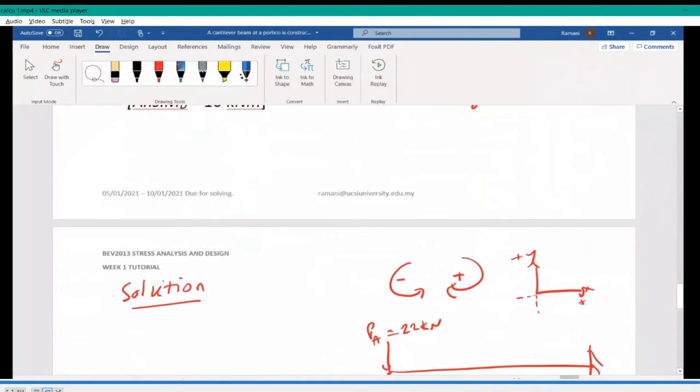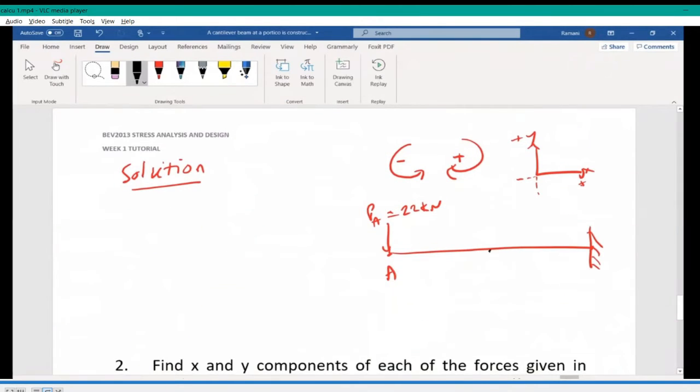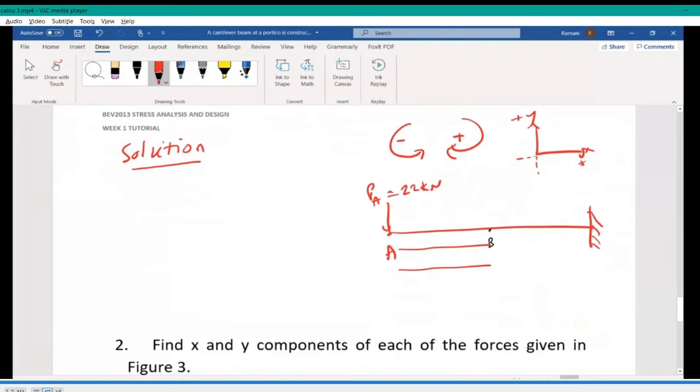The distance matters: 1 meter, 1 meter, equidistant as well, easy for us to understand. This is B, at a distance of 1 meter. This distance is 1 meter, and this is also 1 meter, and the support is at D, and you are asked to find out what is the value of D with this loading and moment conditions of this member.